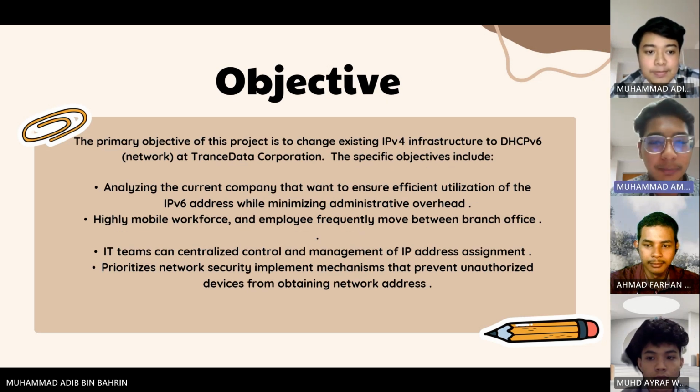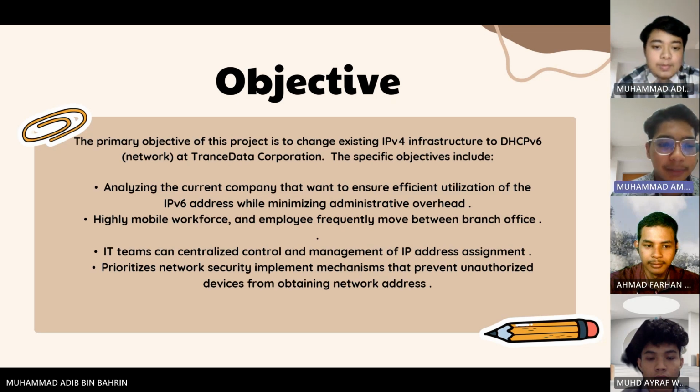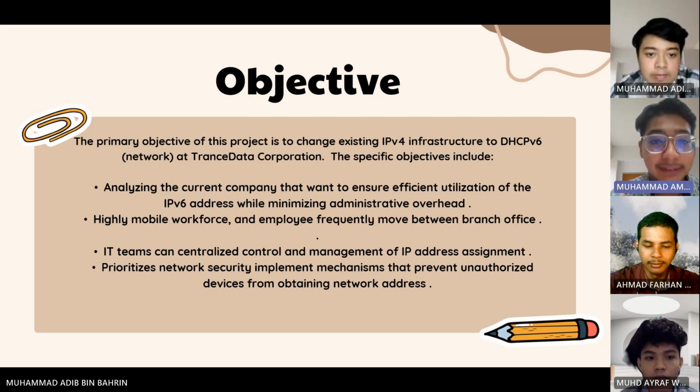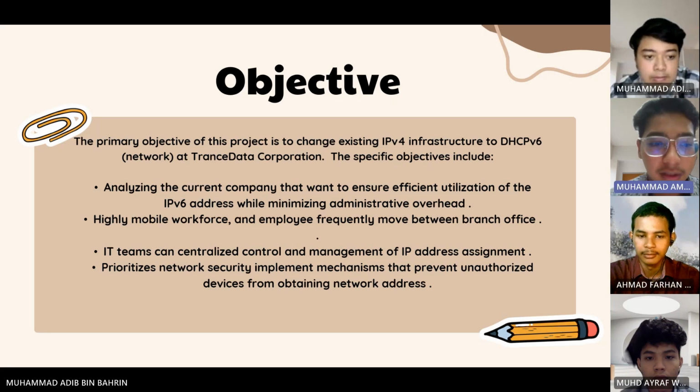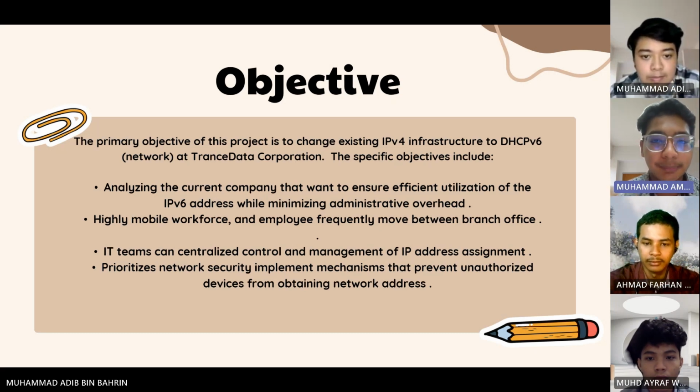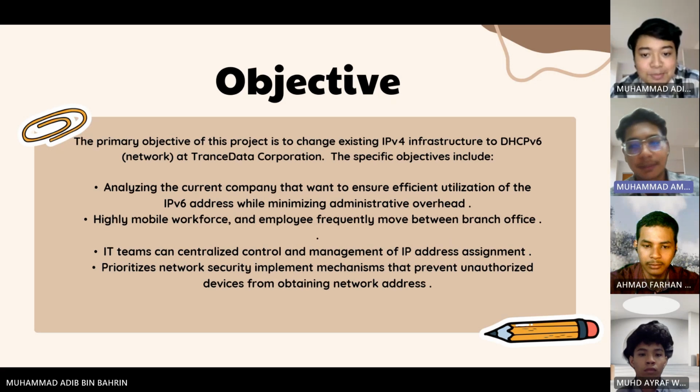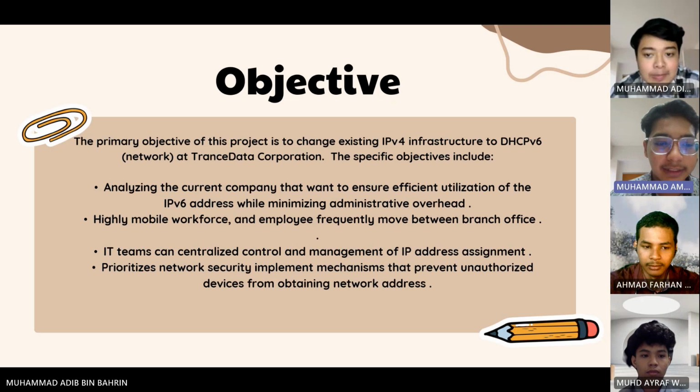The primary objective of this project is to change the existing IPv4 infrastructure to the DHCPv6 network at Transdata Corporation. The specific objectives include 4 objectives, which is analyzing the current company to ensure efficient utilization of the IPv6 address while minimizing administrative overhead.